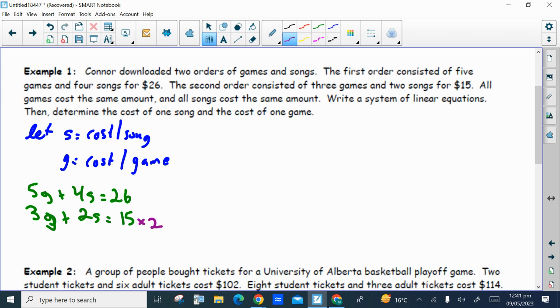So that's what we're going to do. I'm going to multiply that second equation by 2, so all the terms get multiplied by 2. The 3G becomes a 6G, the 2S becomes a 4S, and the 15 becomes a 30. I multiplied all three terms in the second equation by 2. The first equation will stay as is.